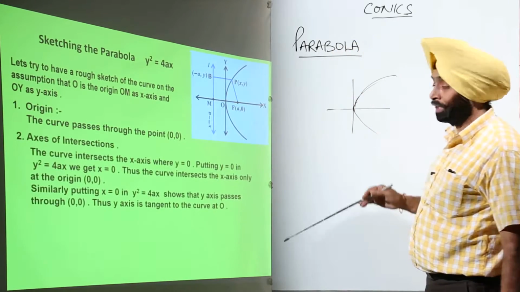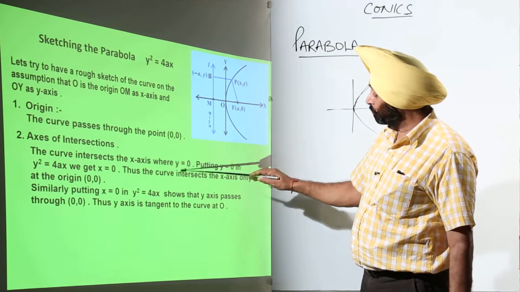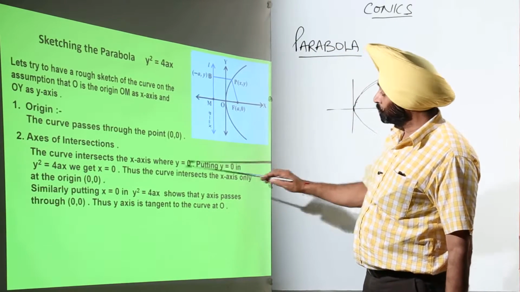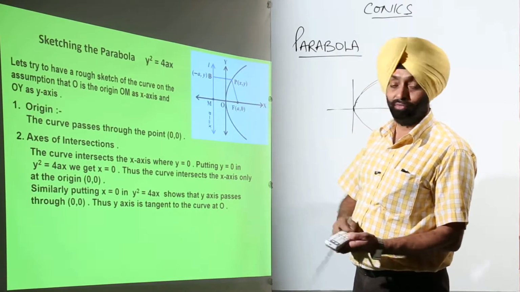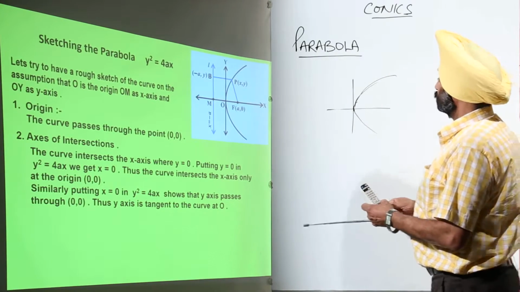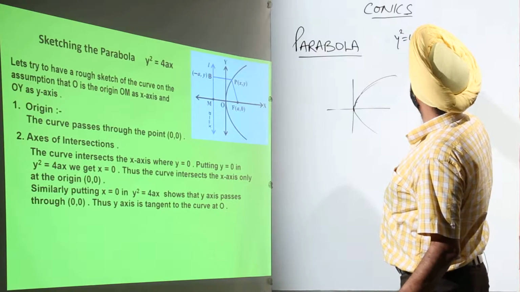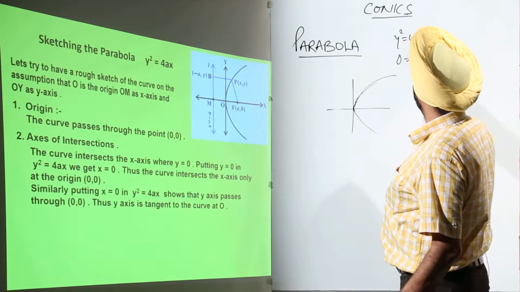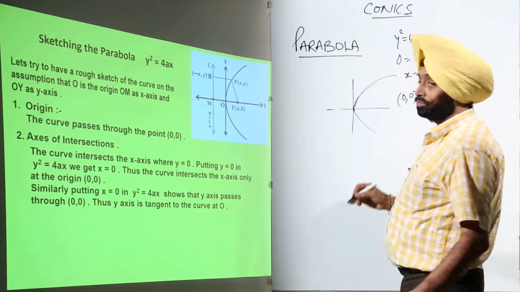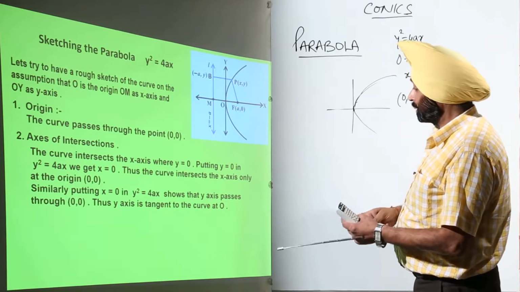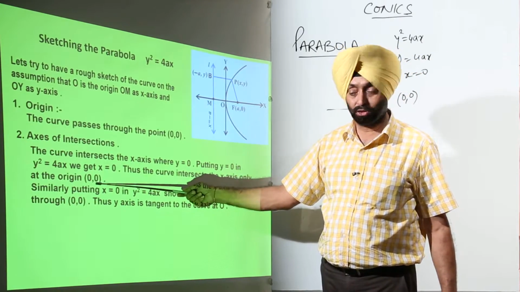Now, axis of intersection. The curve intersects the x-axis where y is equal to 0. Putting y is equal to 0 in y square is equal to 4ax. Then what do I have? y square is equal to 0, so 0 is equal to 4ax, or x is equal to 0. So what coordinates do I have? 0 and 0. Okay, so that's what I have written. Thus the curve intersects the x-axis only at the origin, that is 0, 0.